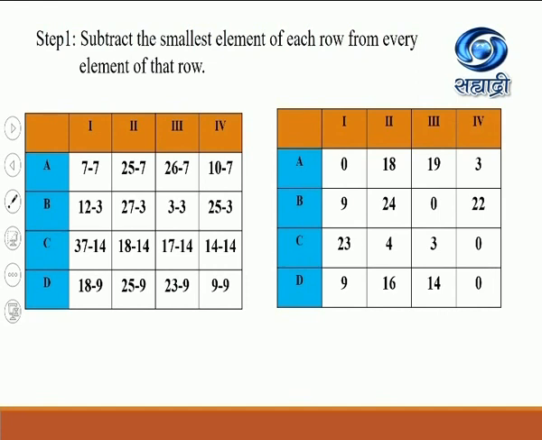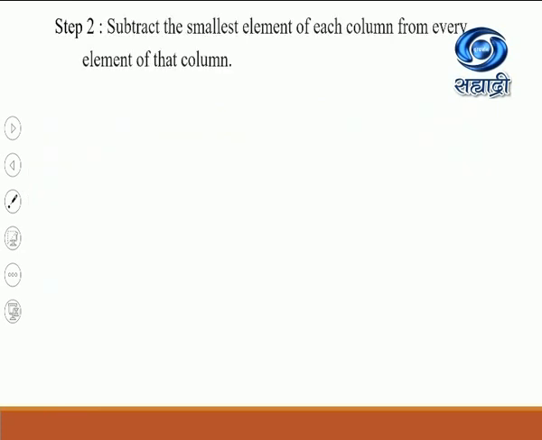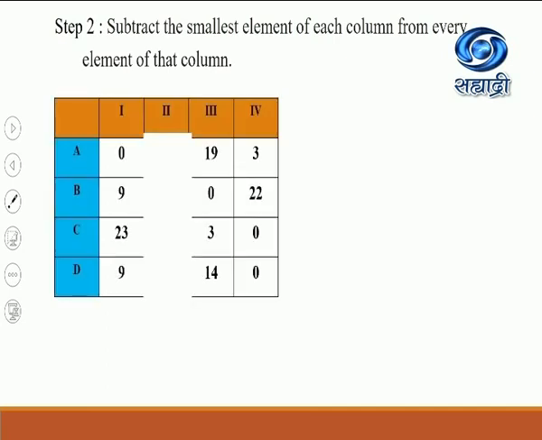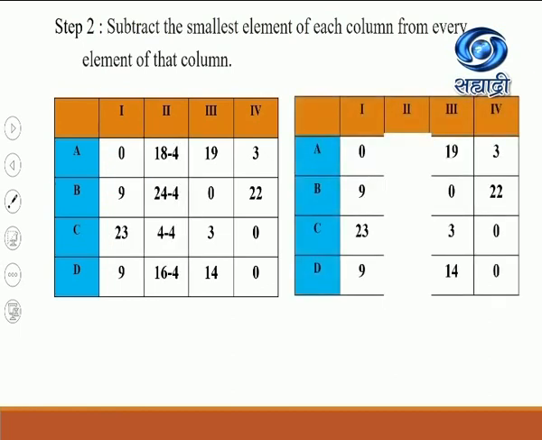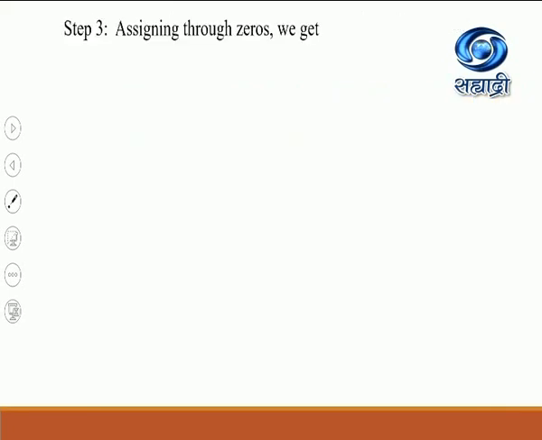Once this is done, now we go for the column minimization technique. So now subtract from each and every element the smallest element in that column. Check the first, third and fourth columns. The minimum elements are 0, 0 and 0 respectively. So these 3 columns will remain the same. Now in the second column, the minimum element is 4. So subtracting 4 from each and every element, we get 14, 20, 0 and 12 respectively. Now we have obtained the reduced matrix by row and column reduction.